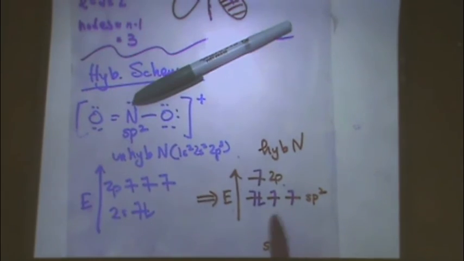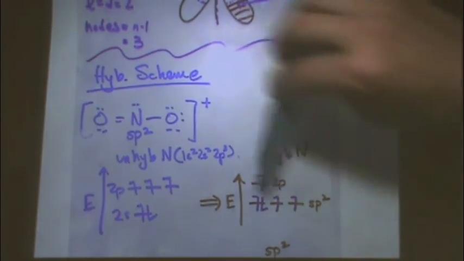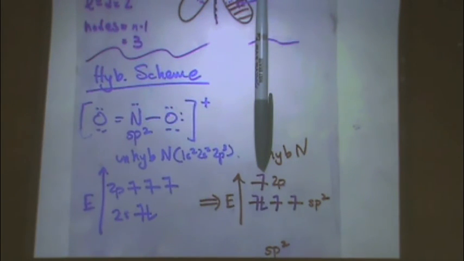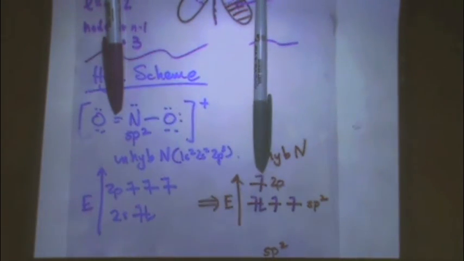These two here, let's do this one. That one there, where is that in the picture up above? Yeah, it's the pi bond of the double bond. So it's the second bond of the double bond. Not the first one, but the second one. That's a pi bond.